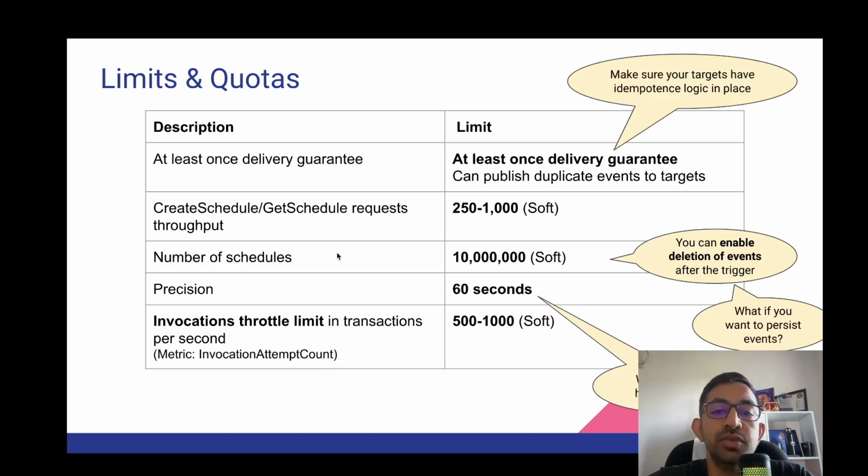But in EventBridge Scheduler, precision is 60 seconds. And invocation throttle limits are also in place. So there are 500 to 1000 invocations to the targets per second. This is the throughput, and this is also a soft limit. So if you want to increase these limits, you can definitely create an AWS support request and increase them.